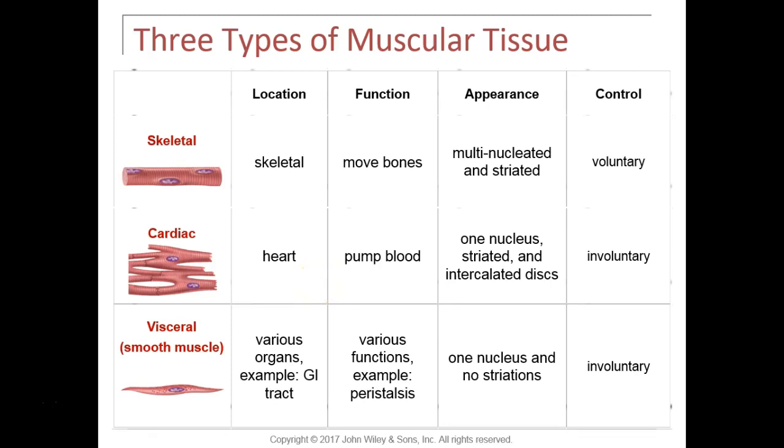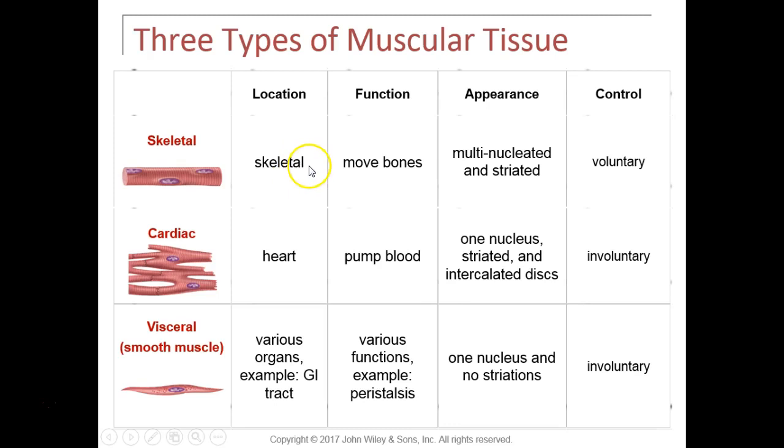So this is a summary chart of the three types of muscle tissue in the body. We have skeletal, cardiac, and smooth muscle in the body. We need to know some of the basic characteristics of these muscle tissues: location, function, appearance, and the control regulation of contraction.